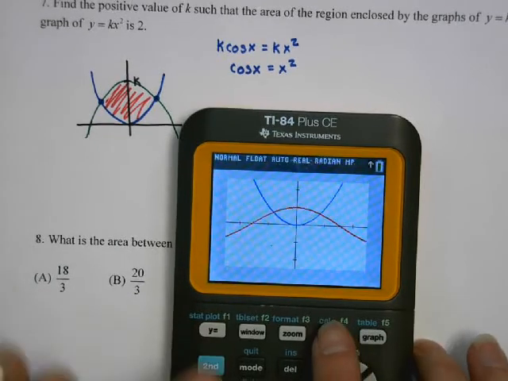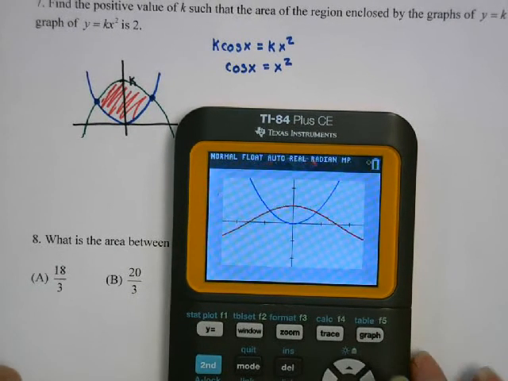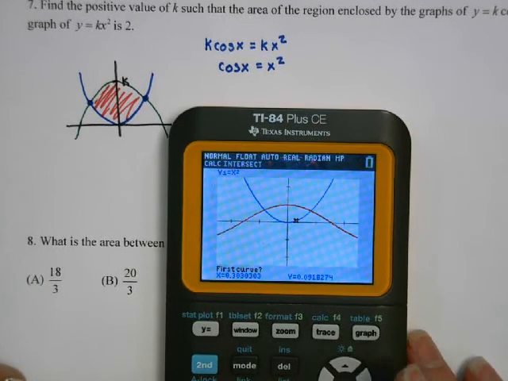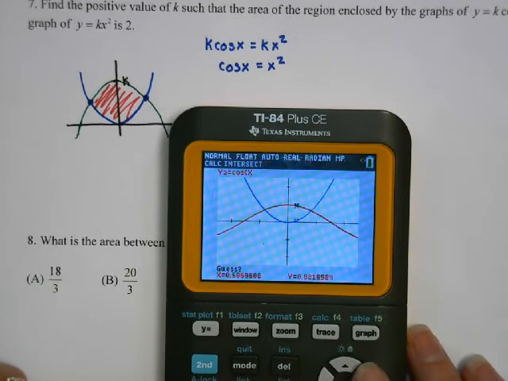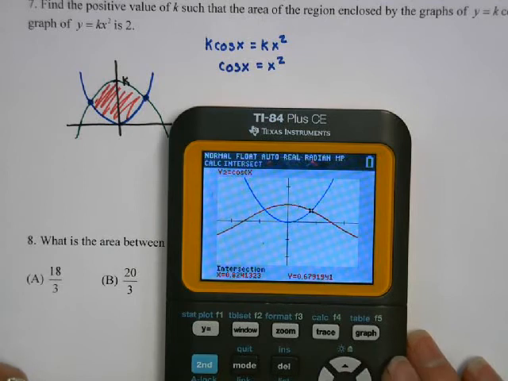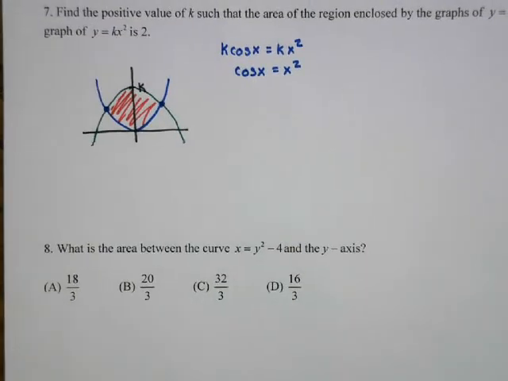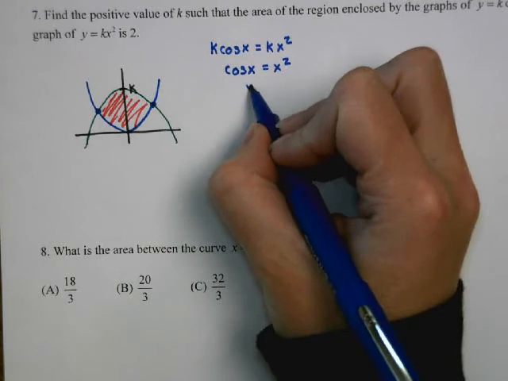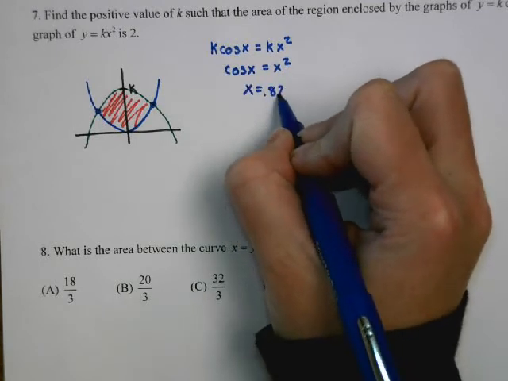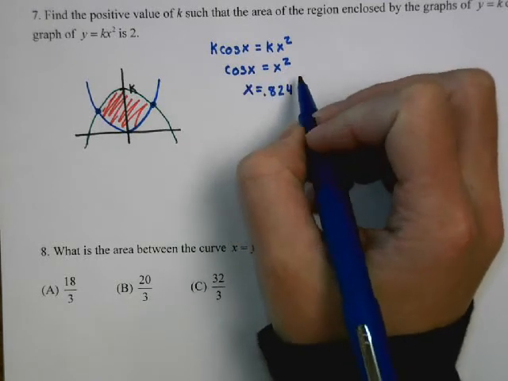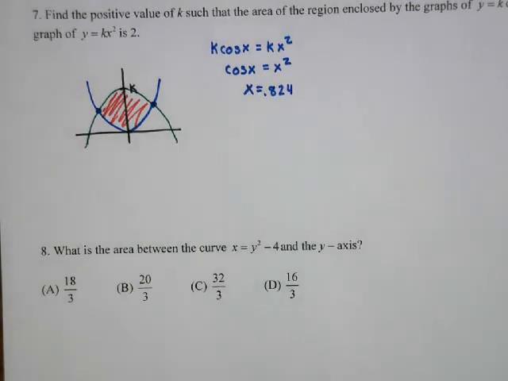Okay, so second calc, intersection. And we want first curve, second curve, guess. So our intersection is 0.82413 and 0.67, but we don't care about that. The value that makes these equal is x equals 0.824. I'll just go there.